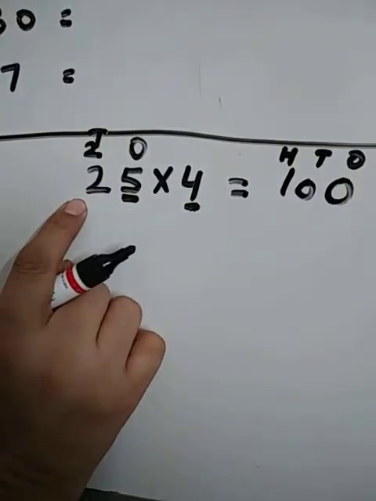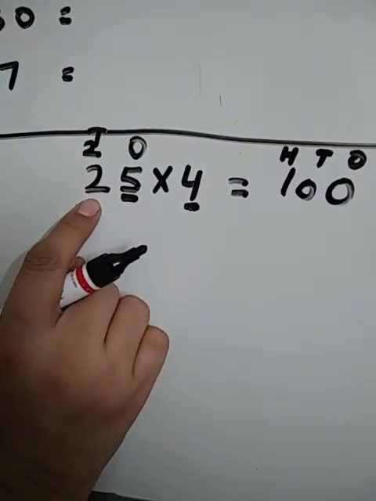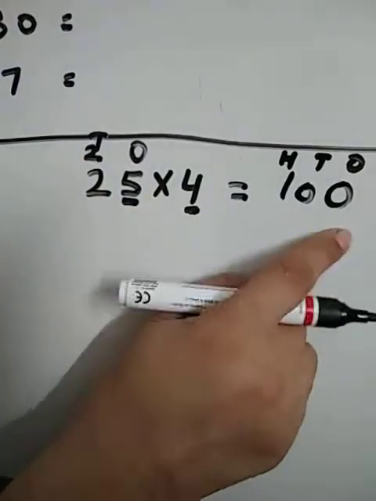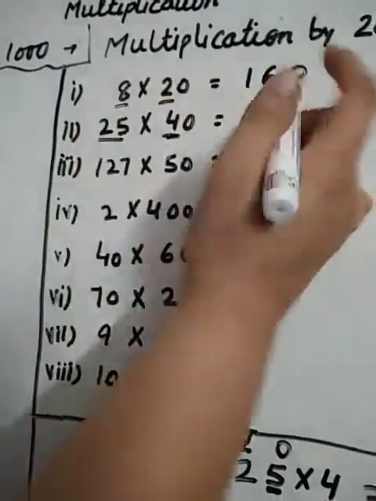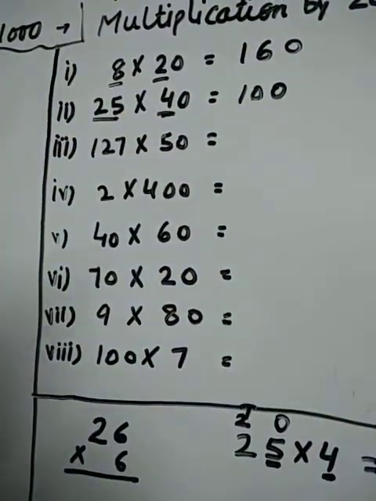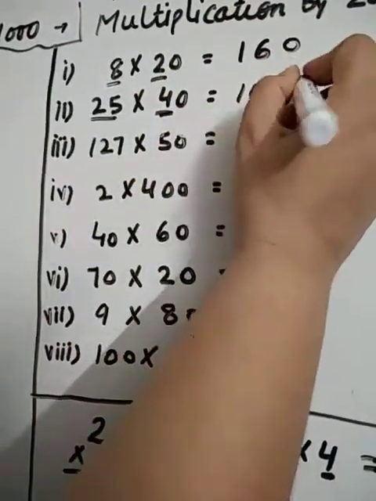Now I will do the multiplication of 4 by 2. 4 2s are 8. Then 8 plus 2, 10. So the answer is 100. Now I will write 25 multiplied by 4 is 100. And how many zeros can you see here? 1 only. So the answer is 1000.